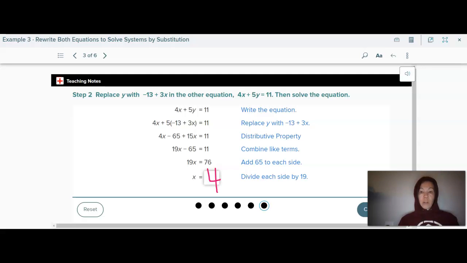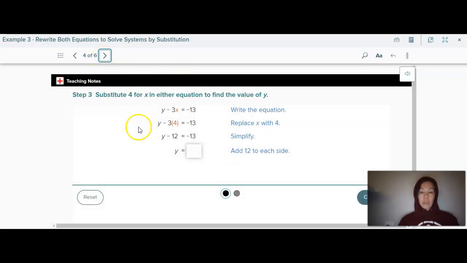Now we have one of our variables, but we still need to know what y equals. So we can go to this first equation and replace x with 4. If I do that, we get y minus 12 equals -13. If I add 12 to both sides, then we get that y is equal to -1. So x is 4 and y is -1 is our solution here.